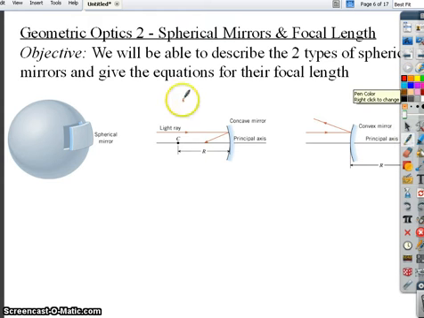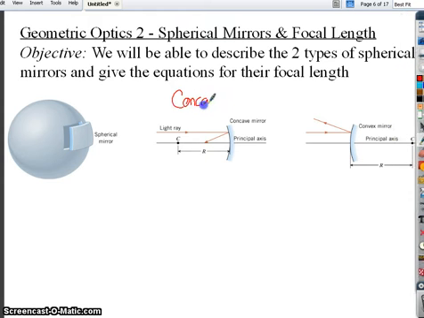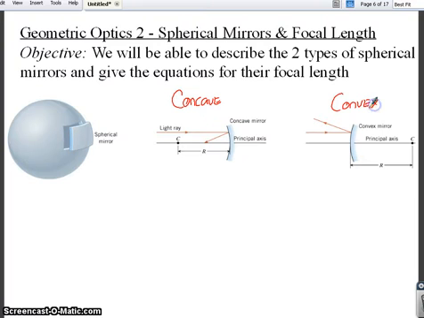We have concave and convex. So imagine right now I have a sphere right here, and it is a mirror. Okay, it is a spherical mirror. Crazy name. On this spherical mirror, the reflective side can be on the outside. It could be reflective on the outside, or it could be reflective on the inside.